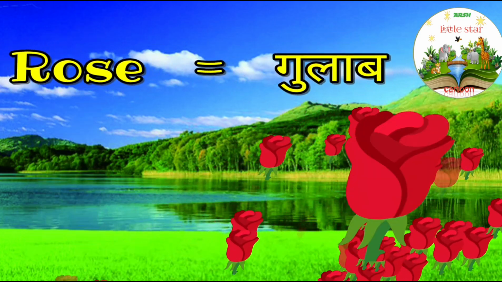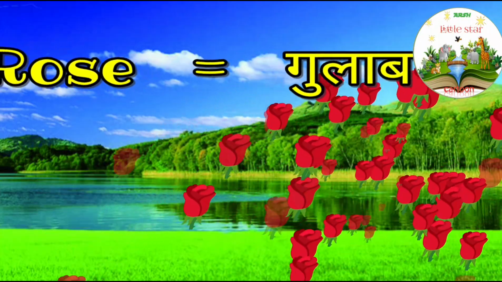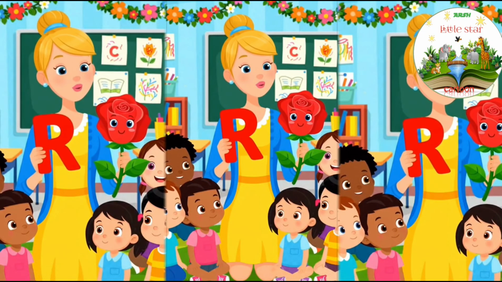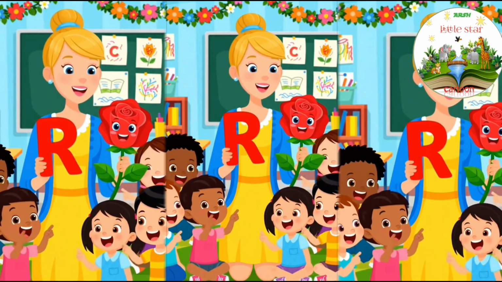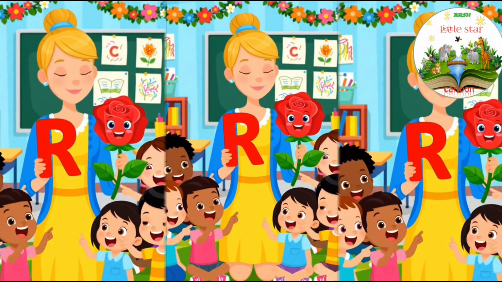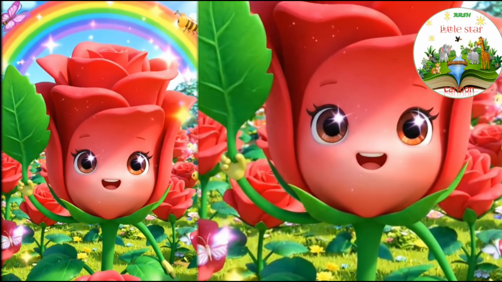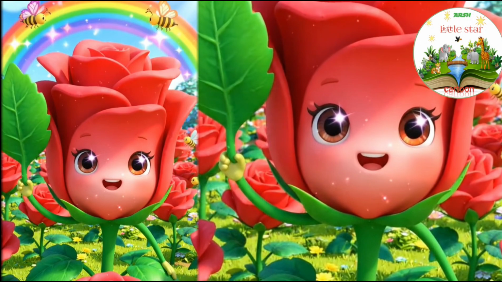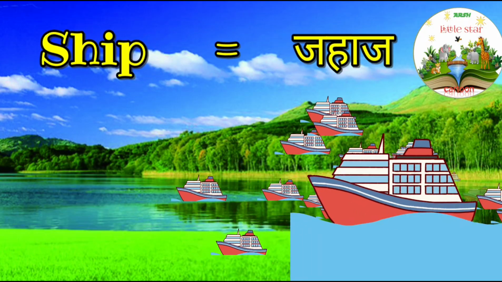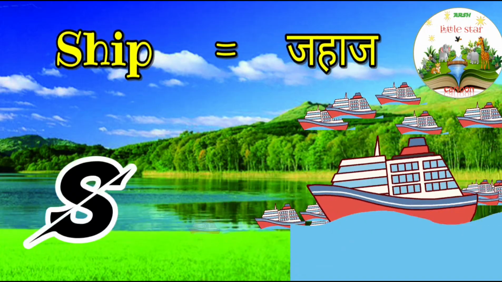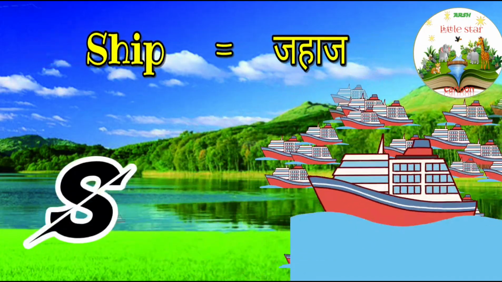R for rose. Rose means गुलाब. S for sheep. Sheep means जहाज.